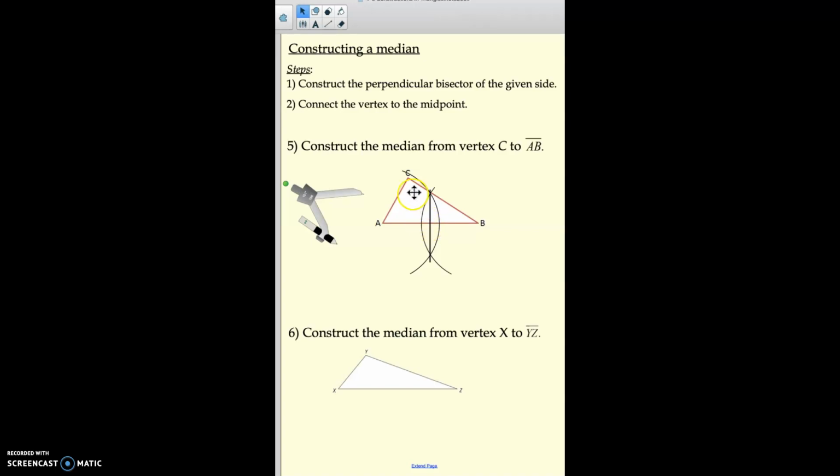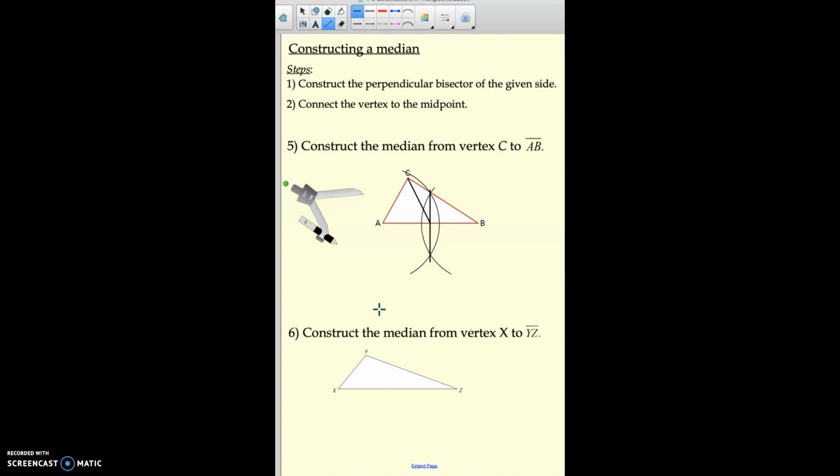So if you want the median from vertex C, all I'm going to do now is draw a line that connects from C to that midpoint. So again, I'll get my line back. I'll start at C and I'll connect to that midpoint. And there is the median of that triangle.